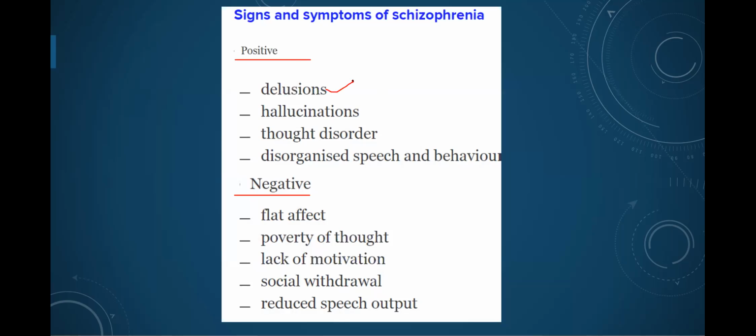Positive symptoms are delusion, hallucination, thought disorder, and disorganized speech and behavior. Why does it say positive? Positive means something a normal person doesn't have, but the schizophrenia patient has. That means it's a positive point for them. Negative means a normal person has something, but the schizophrenia patient doesn't have that. Like flat affect, thought poverty, lack of motivation, social withdrawal, reduced speech output. So these are the features of schizophrenia we have to think about.